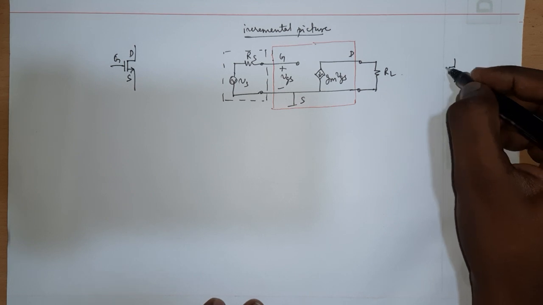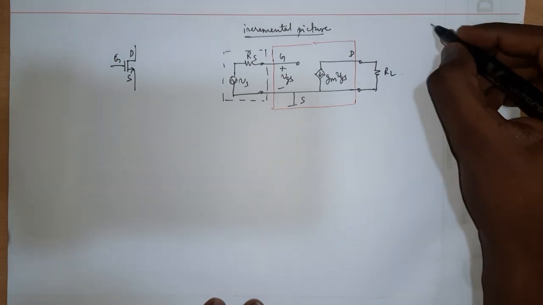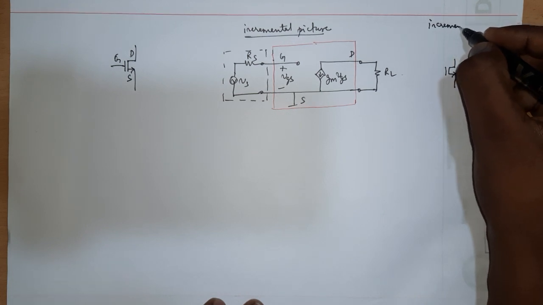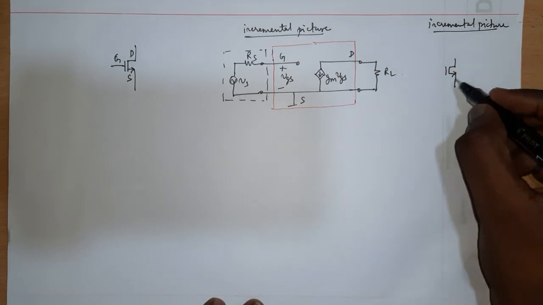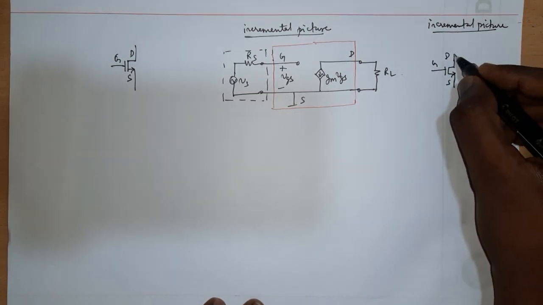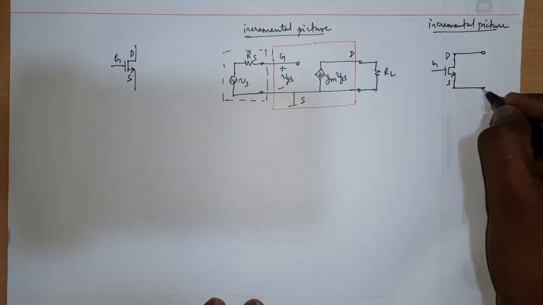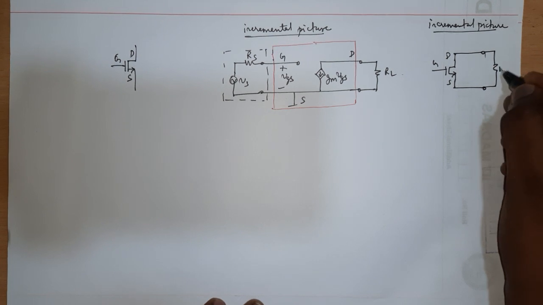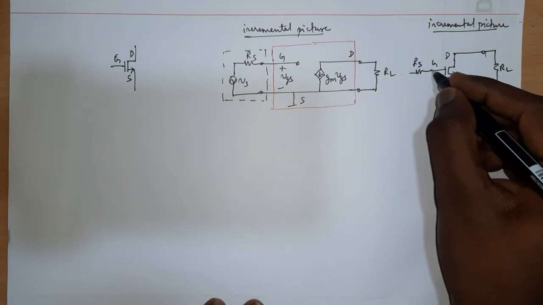We will just draw the transistor. Or in some books you might see that they say it's an incremental picture, and then they would draw a transistor like this. And then they would connect the load here, and the source would be connected here.